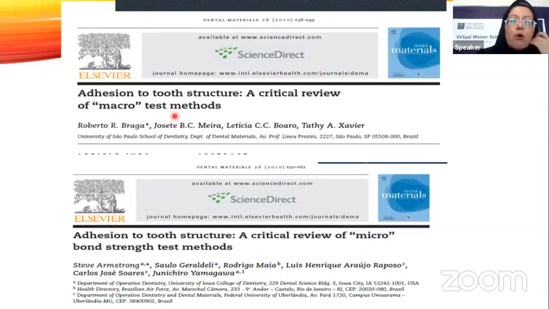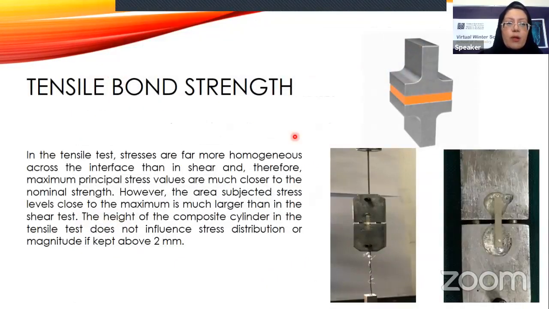If you would like to know more about the different macro and micro test methods, I suggest you read these papers. These are very useful papers, and in these papers, the stress distribution of different macro and micro test methods is compared with each other. The tensile bond stress is usually tested with micro tensile. This is the accessory of our department.